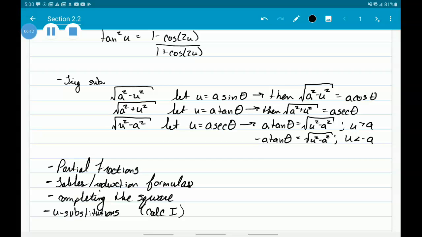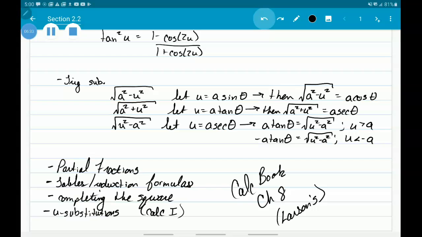The best place to review some of those techniques would be going back to your calc book and looking at chapter 8. And we are using, remember, Larson's calc book. Chapter 8 is where we saw almost every single one of those techniques, starting with that review of u substitution from Calc 1, and then getting into the trig substitutions and the partial fractions and so on and so forth. So what I want to do now is look at a few that are separable and do some integration and solve a few.